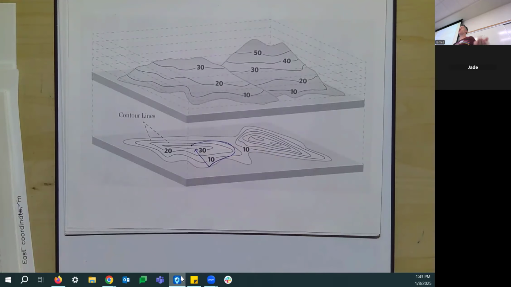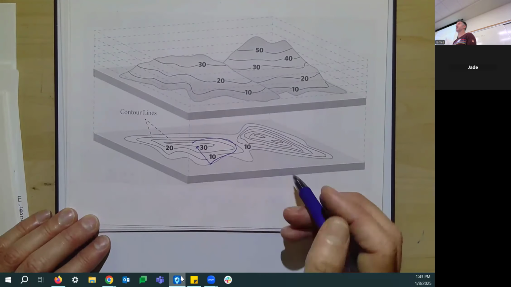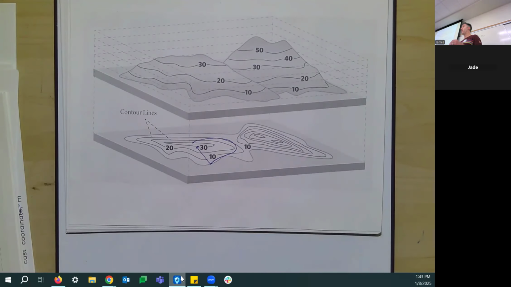So the more quickly you cross contour lines, the faster or more steeply you're ascending. The less quickly you cross them, the more gradually you're ascending. And I should say, the closer the lines are together, the steeper the surface is because you're traversing more height over a shorter distance.